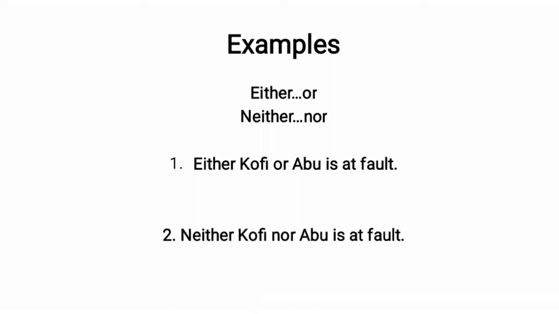Example 2. Neither Kofi nor Abu is at fault. This means that none of the two is at fault. Kofi is not at fault, Abu is not at fault.